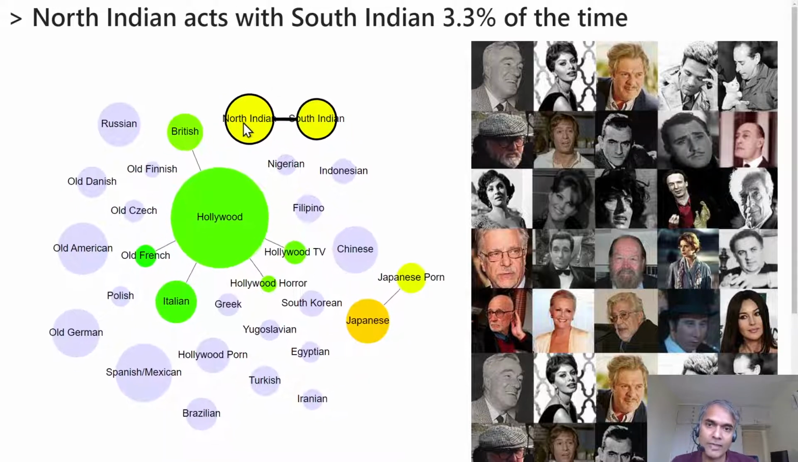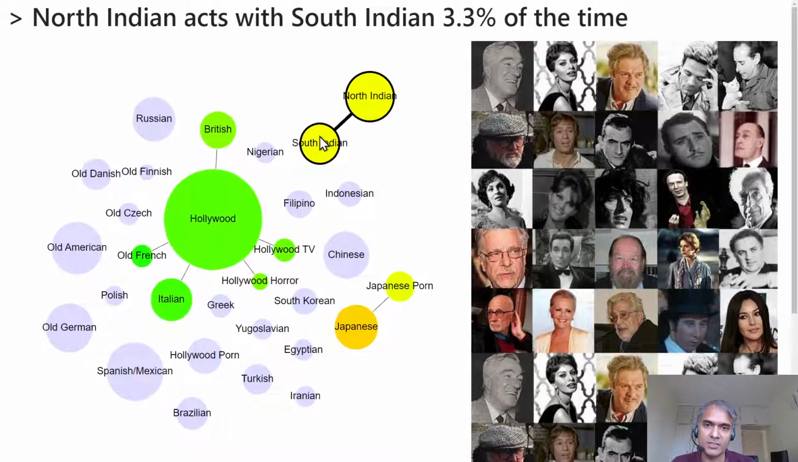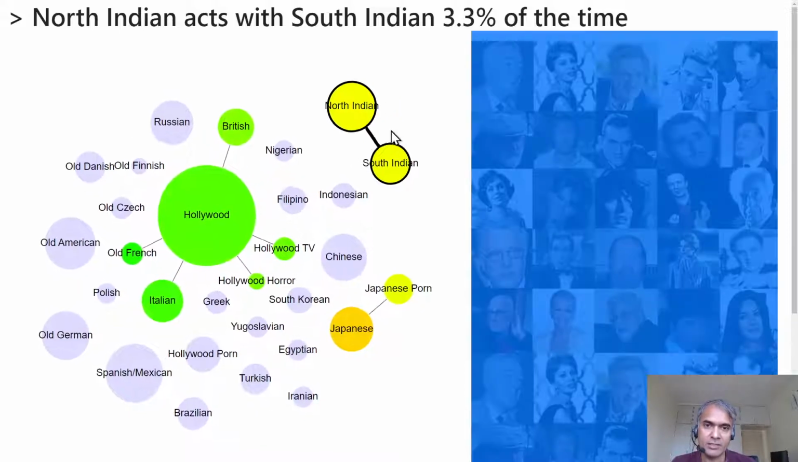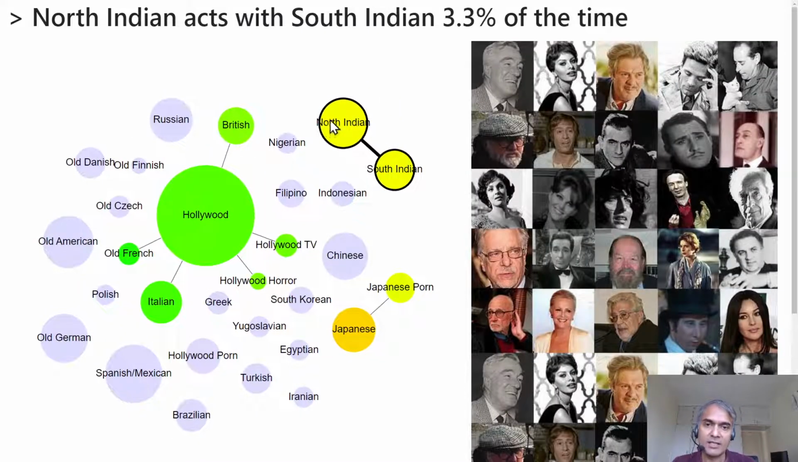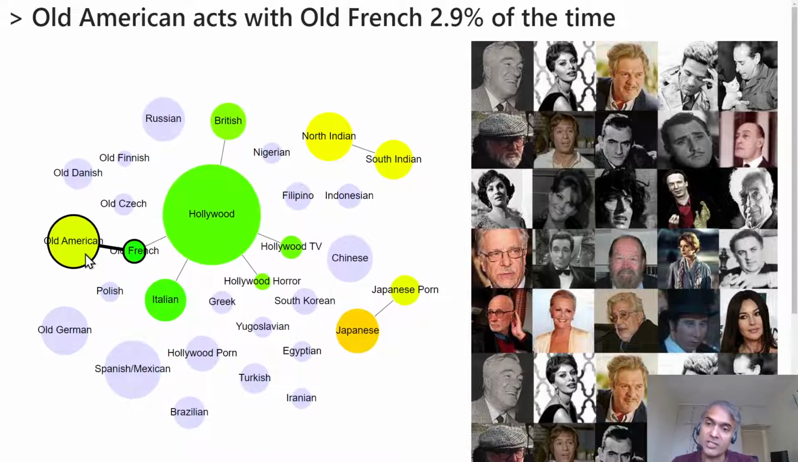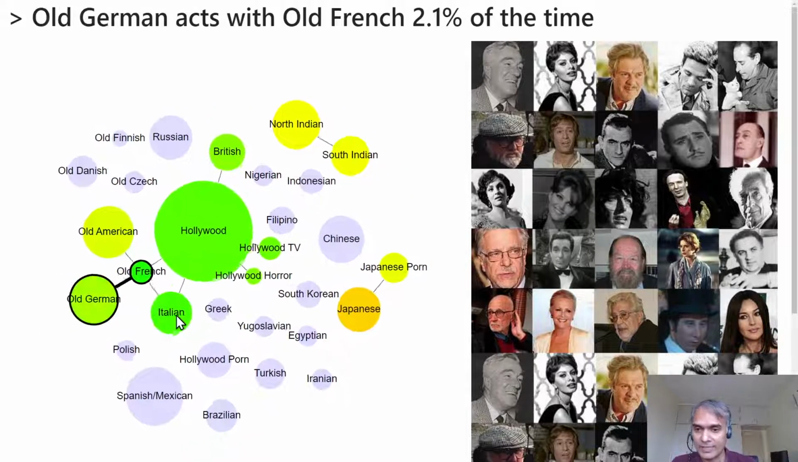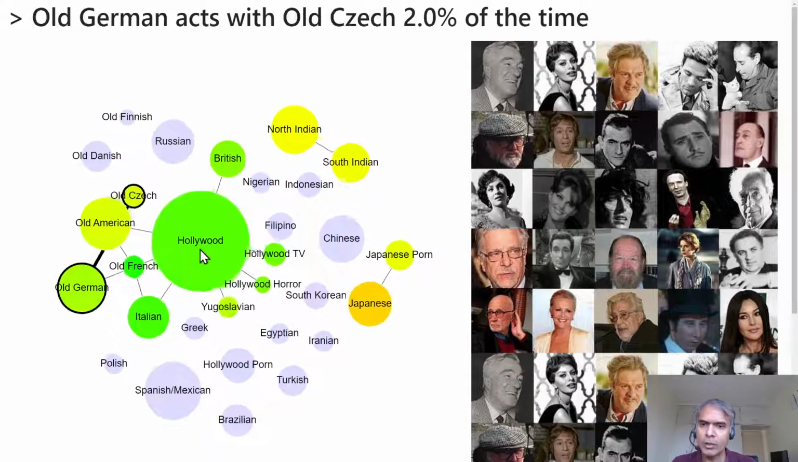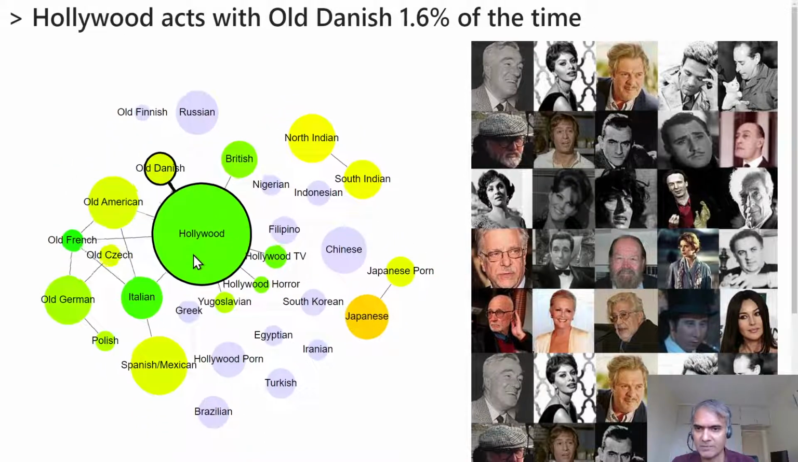Italian, and now we have another cluster, North Indian and South Indian. Again, within the same country, but these clusters are so distinct that they form separate groups themselves, but they connect at about a 3.3% frequency. Then we have old American actors, which are interestingly closer to old French actors than to Hollywood. We have Italian actors, old German, and the overall Hollywood network keeps spreading.